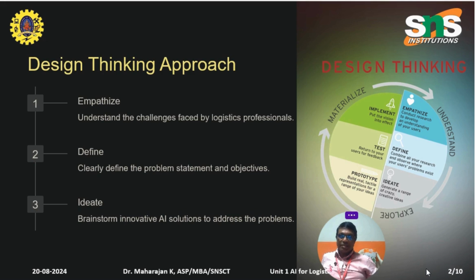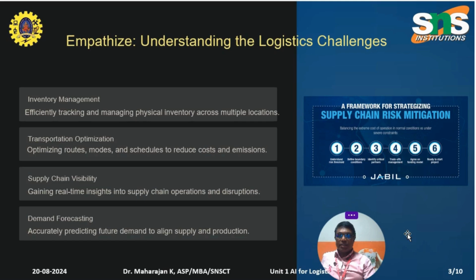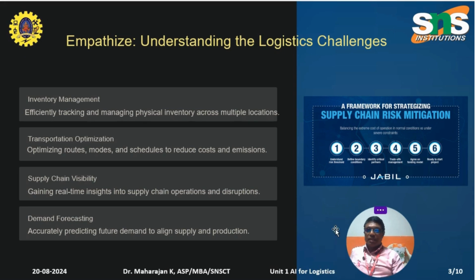Then we have to ideate. What should we do? Brainstorm for innovative solutions. There are two more steps. Guess it, I think you know it. So how is empathy used in logistics? Efficient tracking, inventory management, transportation optimization, supply chain visibility, demand forecasting. These are all things that involve empathy, especially supply chain visibility. It involves so much empathy.